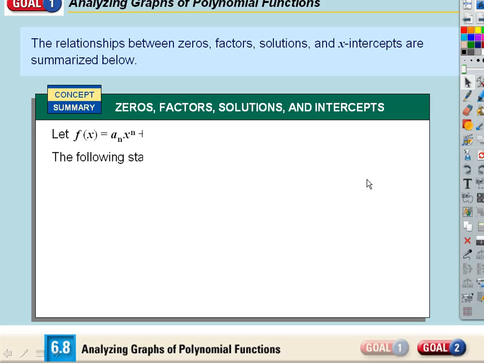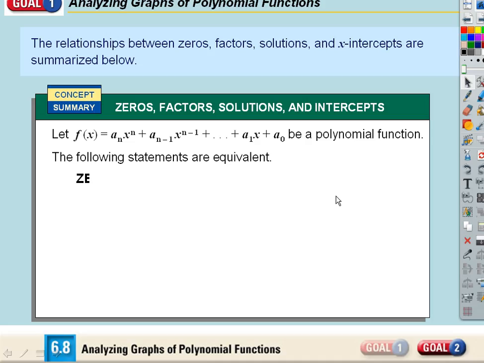Okay, these are all equivalent statements. If we've got, I know that looks ugly, but it just means a polynomial, right? If we've got some f of x is some polynomial function, okay, then the following statements all mean the same thing. They're all linked together. We could say that k is a zero of the polynomial function f, and then remember all that means is k is a value we can plug in for x that makes the value of the function equal to 0, okay? So that's one statement.